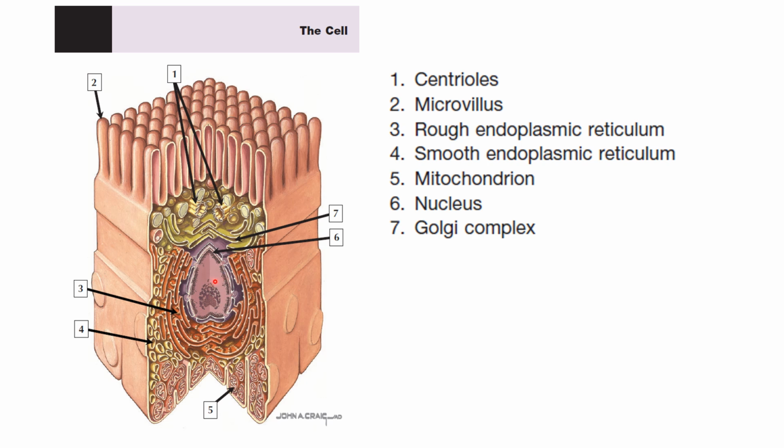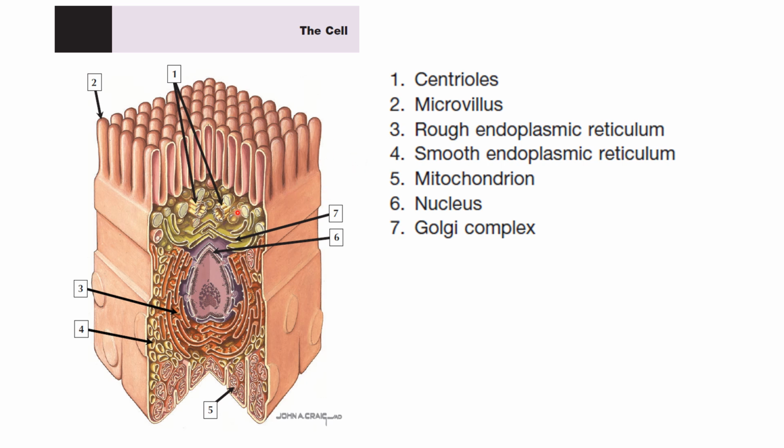The centrally placed nucleus, labeled here as number 6, is surrounded by endoplasmic reticulum. Mitochondria occupy the basal compartment, here labeled as number 5, and the apical compartment, or the superior-most compartment, contains the Golgi complex and a centriole. Apical microvilli increase the plasma membrane surface area for absorption. The different parts of the cell in this cross-section are as follows.